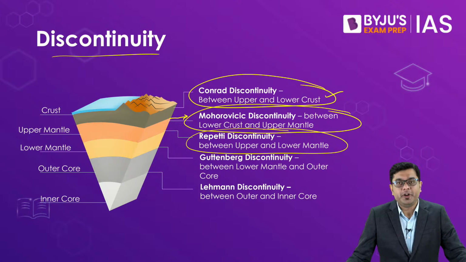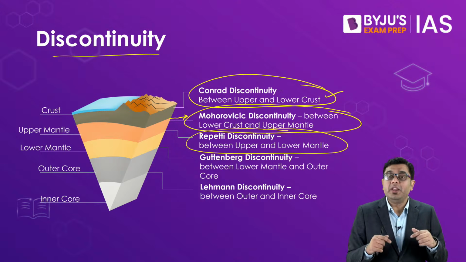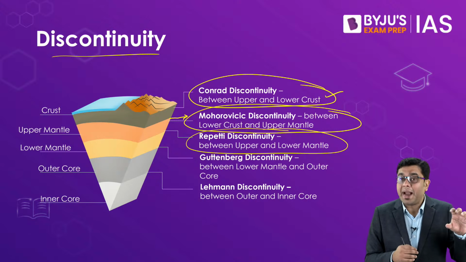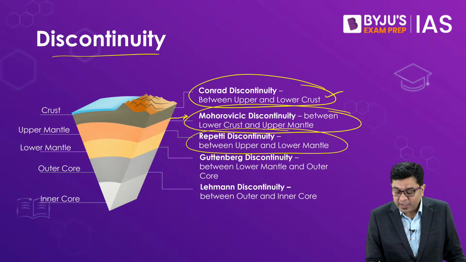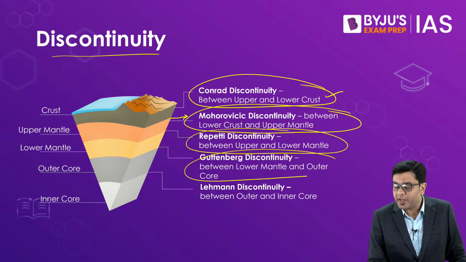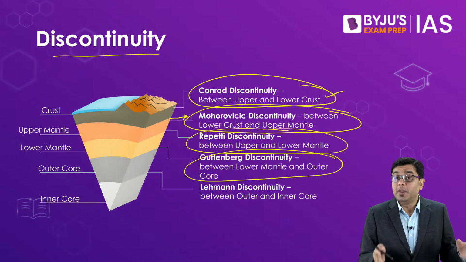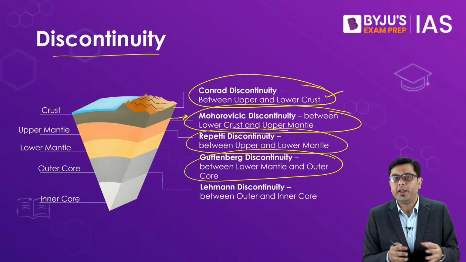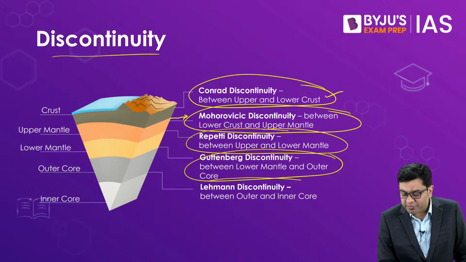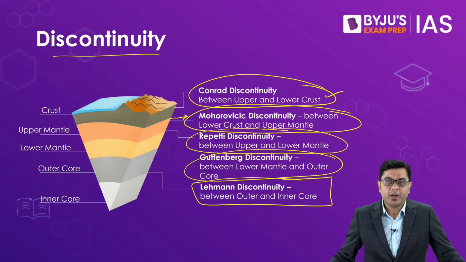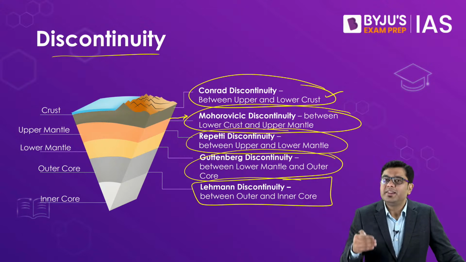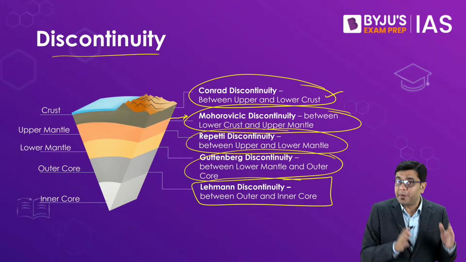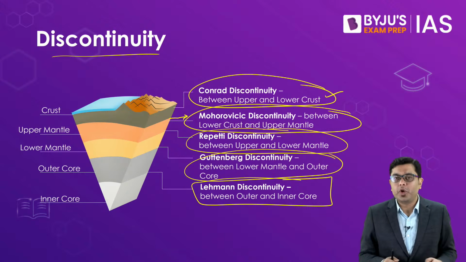As we go into further depth, the discontinuity which distinguishes the region of the lower mantle and the outer core, that is the Gutenberg discontinuity. And eventually, the one which separates the molten outer core and the solid inner core, that is what we refer to as the Lehmann discontinuity. So, that is how we have the various different layers being separated from each other by what we refer to as the discontinuity.